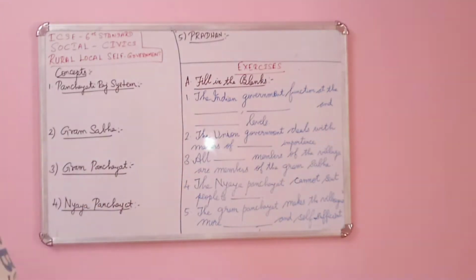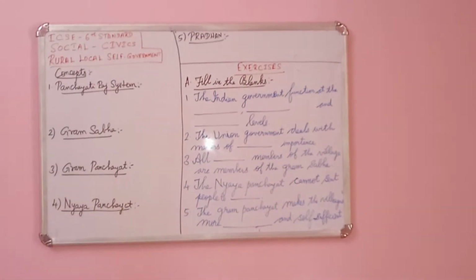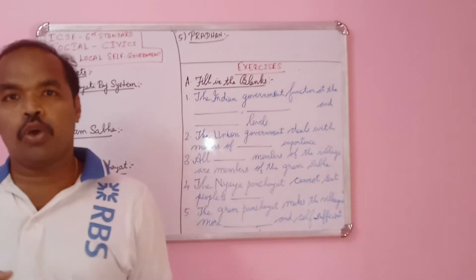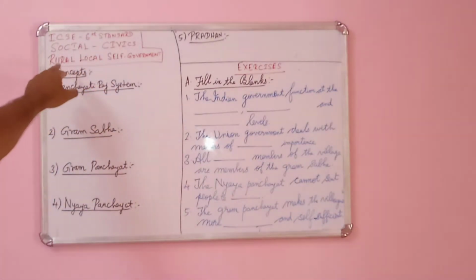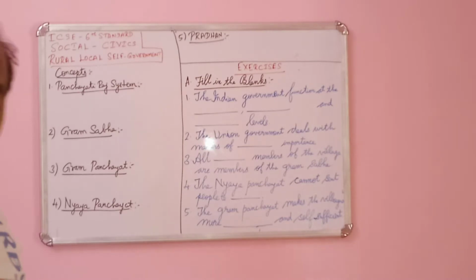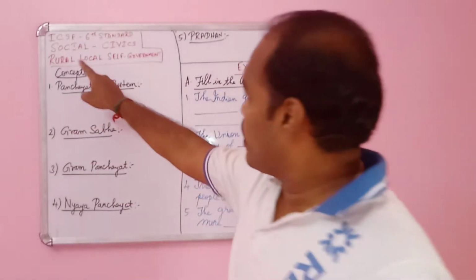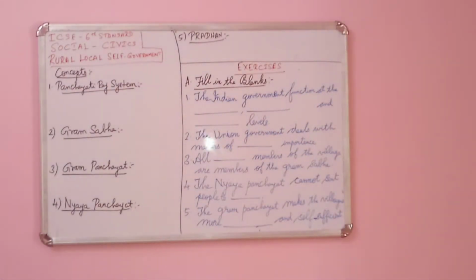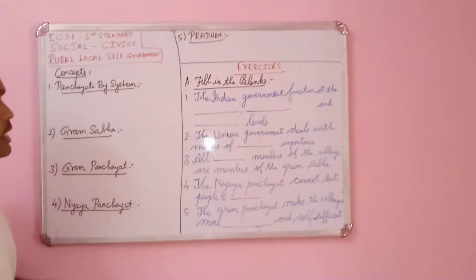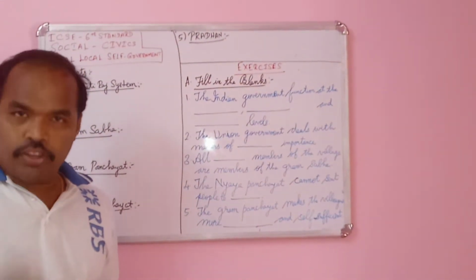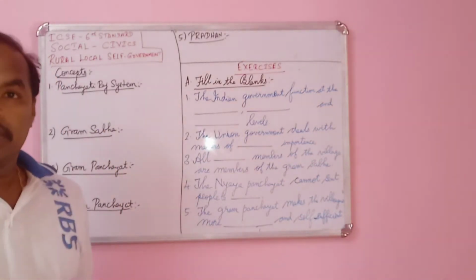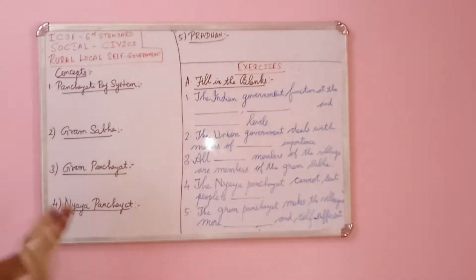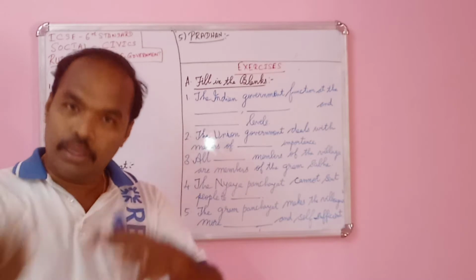Today we are going to discuss the 6th standard ICSE social subject. In social, the civics part we are going to discuss. In the civics part, we are going to discuss rural local self-government. What do you mean by rural local self-government? Rural means it is a village. Local means within the area. In a village, within the area, how the self-government functions are going to be implemented.